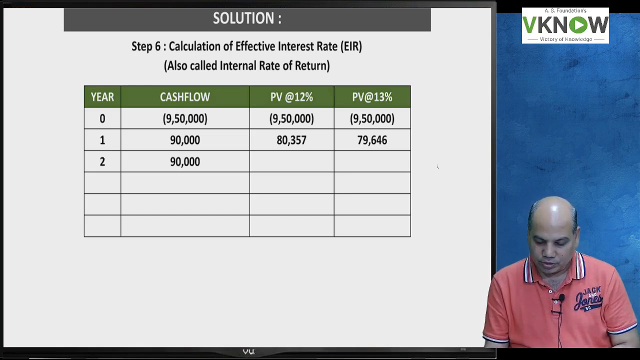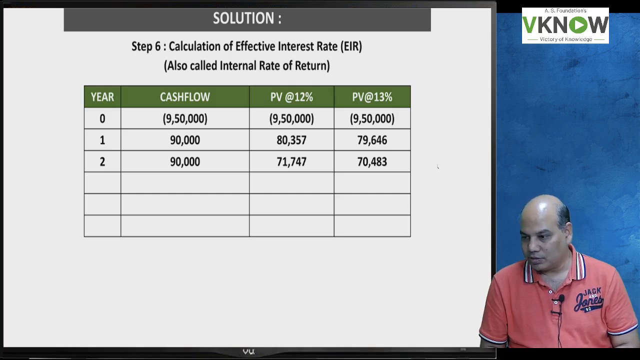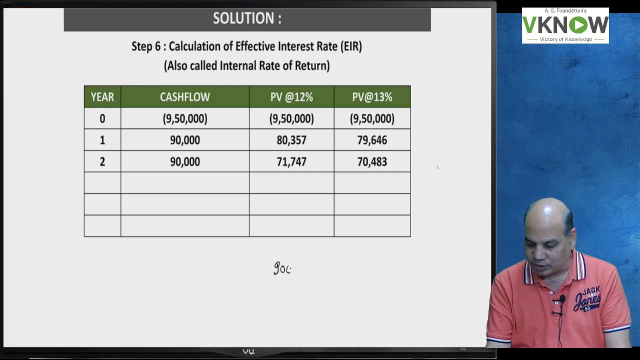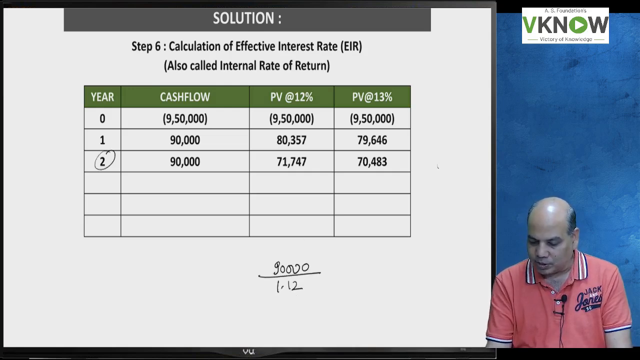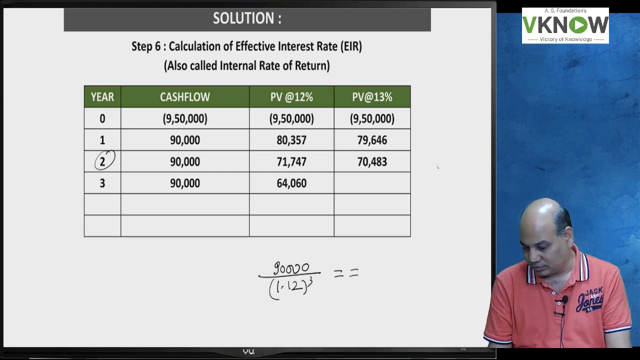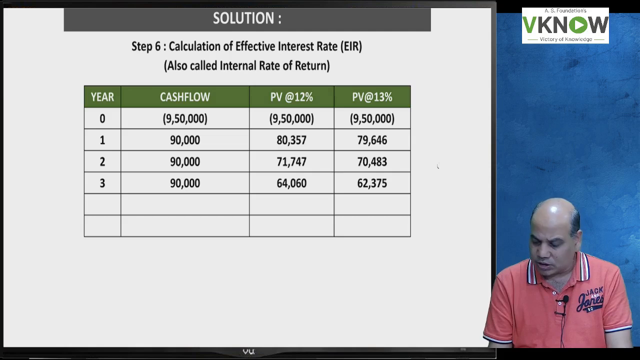79,646. Year 2, try year 2. Everybody please try present value. Now somebody is asking how to calculate present value. 90,000 divided by 1.12, and if it is the second year, press equal to twice. Third year also 90,000 divided by 1.12 to the power 3, press equal to 3 times, you will get it. What about last year?